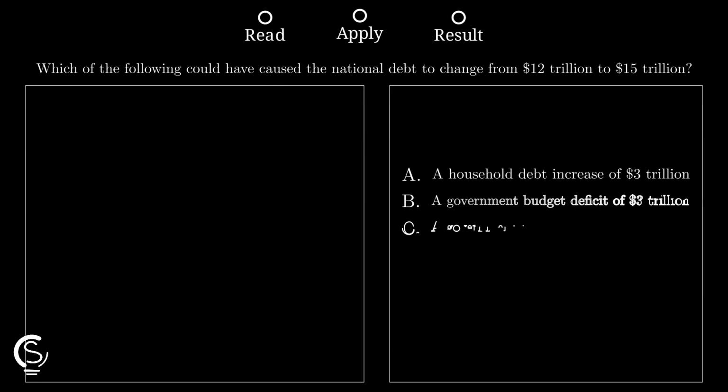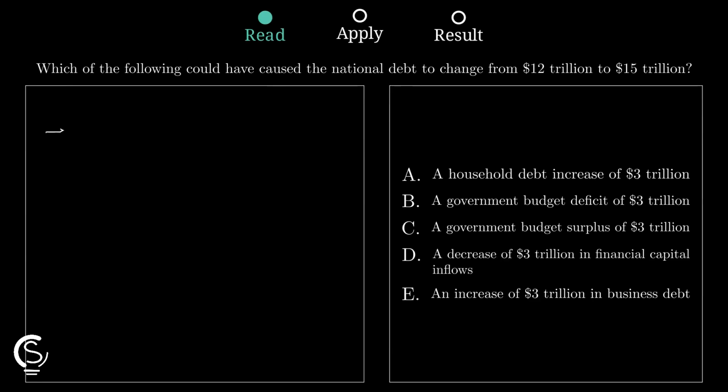The national debt represents the total amount of money that the federal government owes to its creditors. It specifically tracks government borrowing over time rather than private or household sector debts.